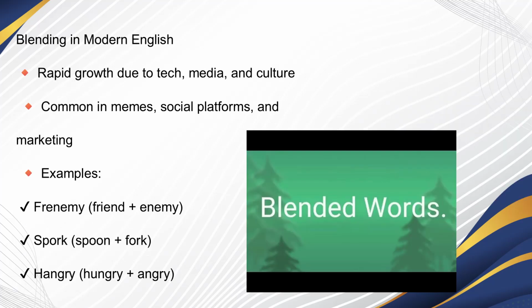Blending in modern English. Let's see how blending shapes modern English. Blended words grow fast due to technology, media, and culture. They appear in memes, marketing, and online conversations. Examples include frenemy, which is friend and enemy. Also spork from spoon and fork, and hangry from hungry and angry.